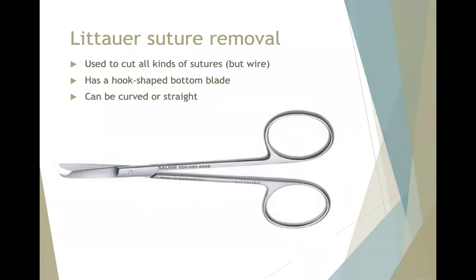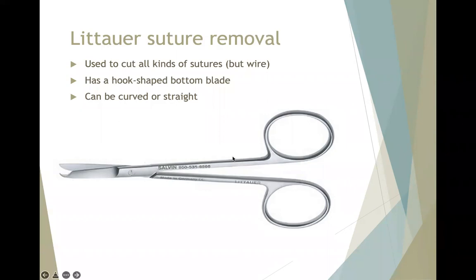Now, the next scissors I want to get into, these are the Lidauer suture removal scissors, and we just call them suture removal scissors. Now, we will remove all types of sutures with these suture removal scissors, but we do not use them on wire. As you can imagine, wire is very, very strong and tough. It is a metal suture. So these wimpy little suture removal scissors will absolutely snap if we try to use them on a wire. So we only use these with our other mono or multi-filament sutures.